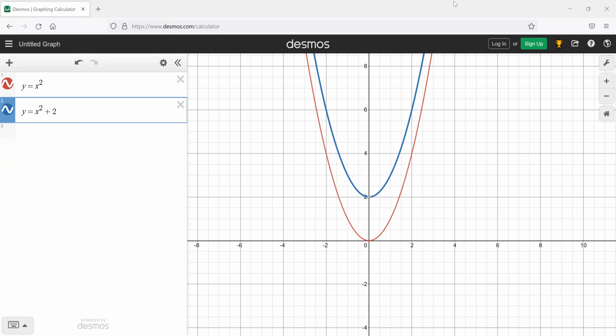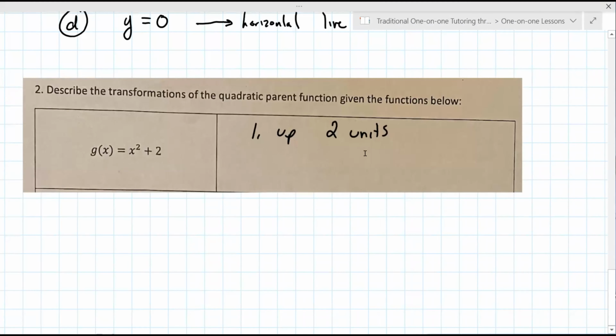Okay. So now I'm going to go back and forth. I'm going to go back to our screen here that we've been working on, and you'll see that I've written down what the transformation is. It's up 2 units. Is that not clear? Is that confusing? No, I think I'm getting it. Up 2 units.